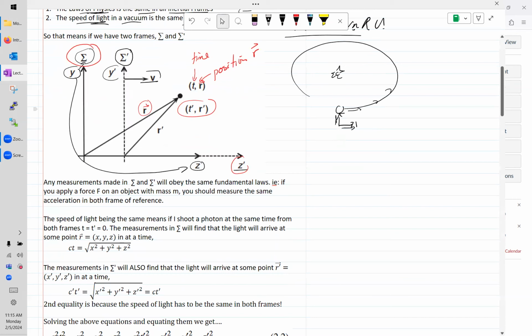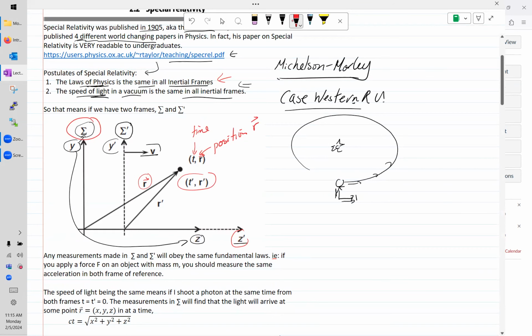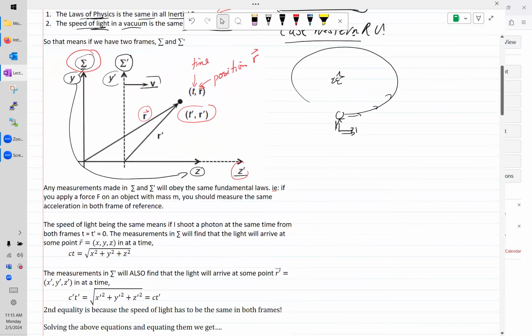Since any measurement you make in each inertial frame has to obey the same laws of physics, for example, if you apply some force on this particular mass m, it will experience the same acceleration. The force in that particular frame is going to be mass times acceleration. If you move to the prime frame, you will have a different mass times acceleration, but these calculations should all be the same. You don't have to change the laws of physics just because you're on the train or something like that.